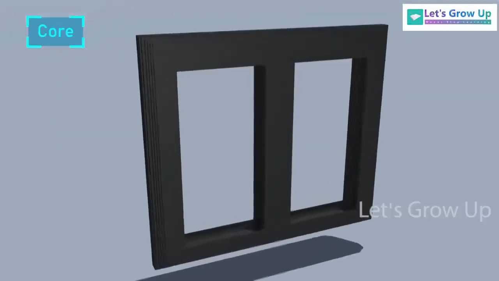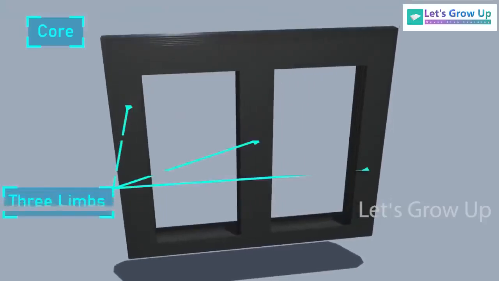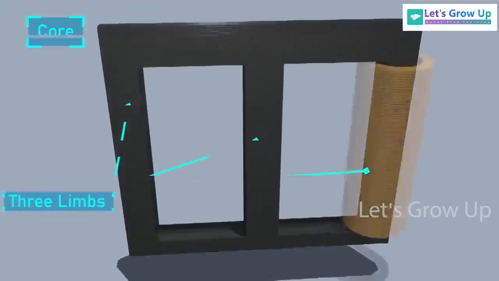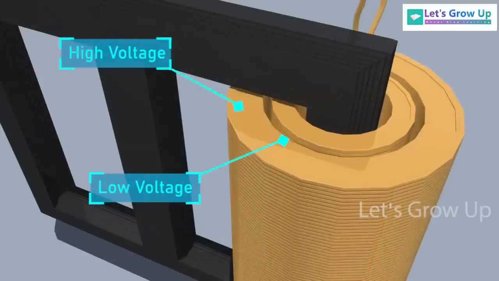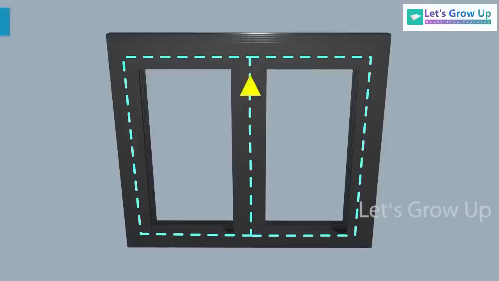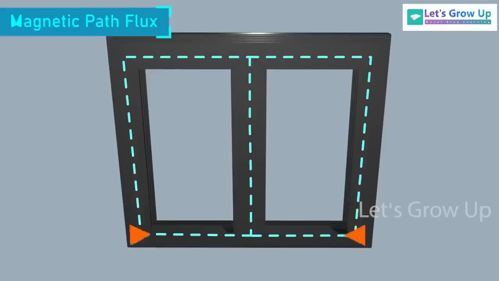The core of the three-phase transformer consists of three limbs in the same plane, and each limb carries both low voltage, LV, winding, and high voltage, HV, winding. The core provides a magnetic path for the flux around the core.